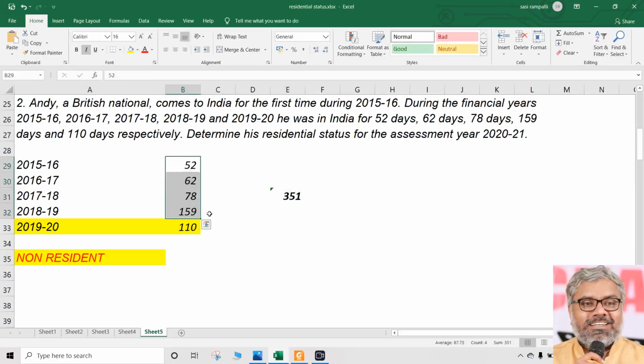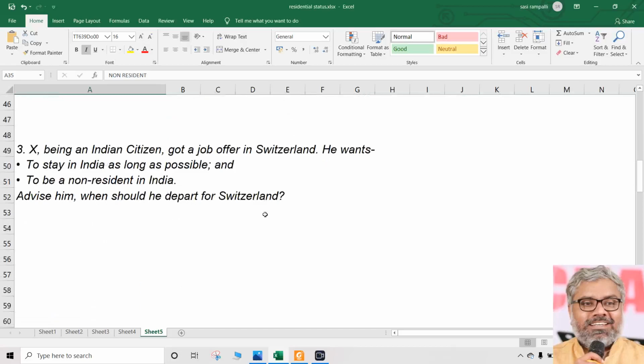In the 4 years immediately preceding the previous year, he stayed for only 351 days, less than 365 days, hence he is a non-resident. That is question number 2. Then moving on to question number 3.